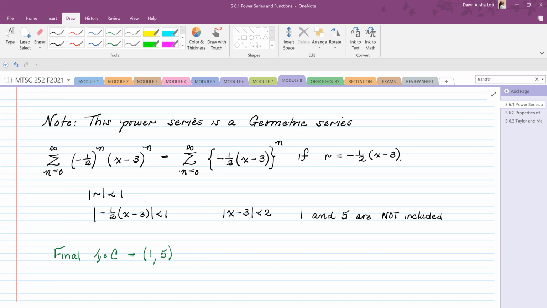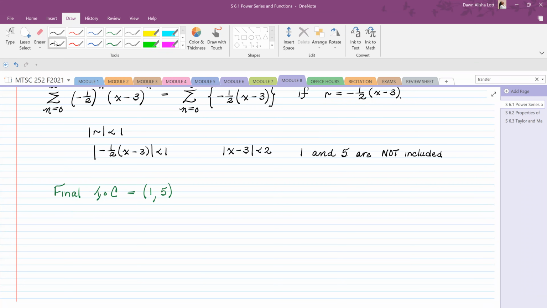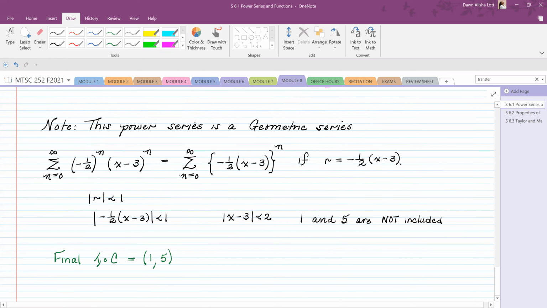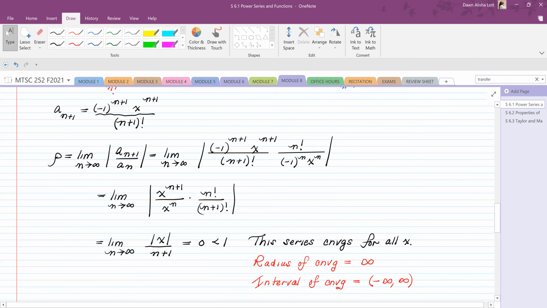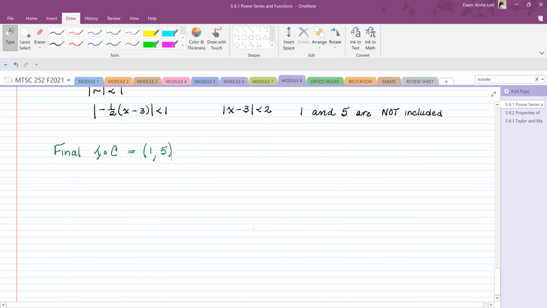Okay, let's look at this power series. What number was that? Was that 2 or 3? That was 3. All right, let's look at another one. Let's look at 4. All right, here's the sum, n equals 0 to infinity of x to the n over n times the square root of n times 3 to the n.